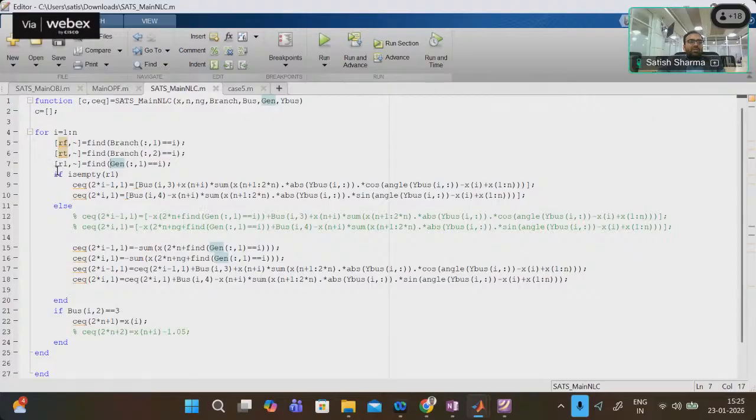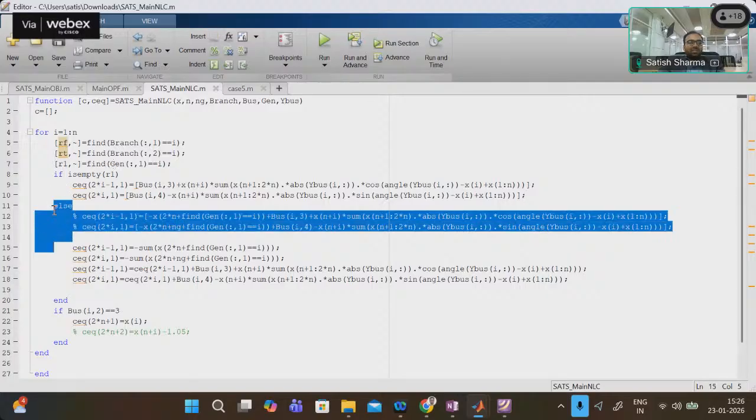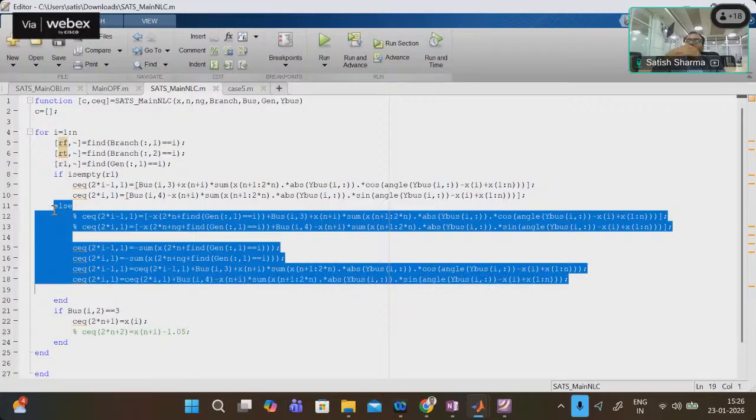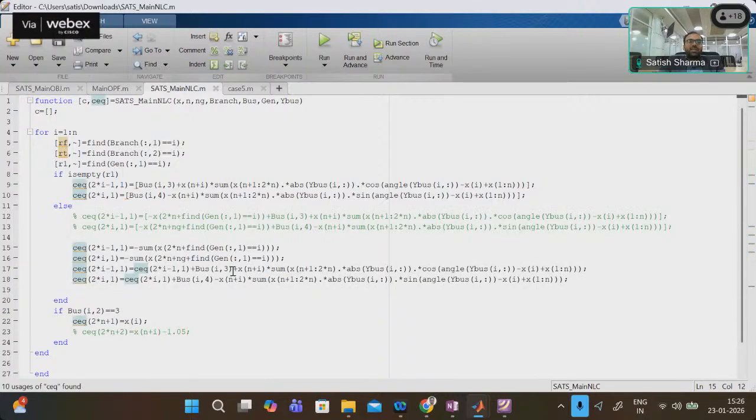Next part is, so we have mentioned this. Now I will write two different codes. One is if R1 is empty. If it is empty, it means there is no generation on that particular bus. So for that, I will write it differently. And if R1 is present, I will write it differently. So this is, first of all, let's say for the very first bus, we have a generator there. So I will see how we can write it.